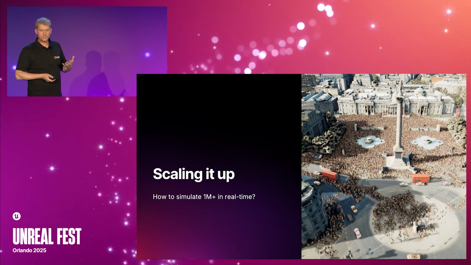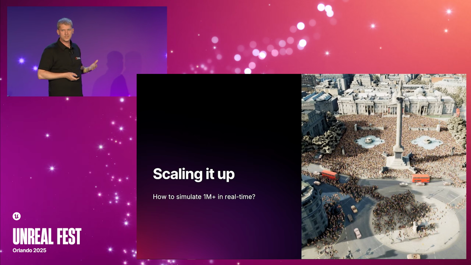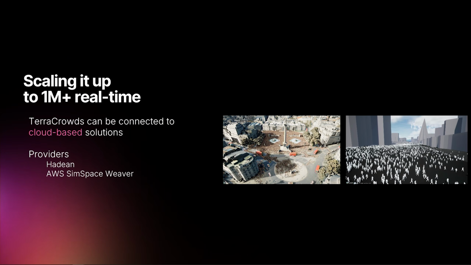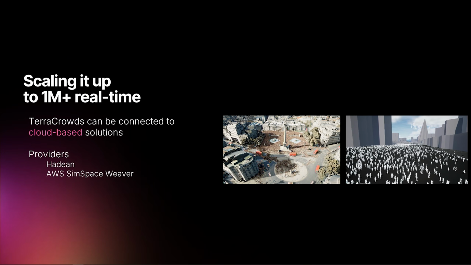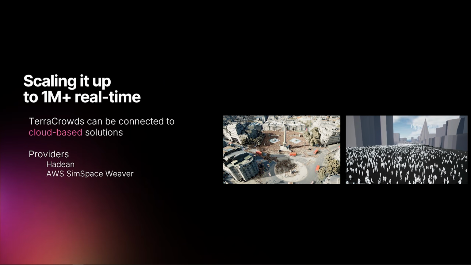So this was the first approach. We could simulate 1 million in real time in a cloud. However, we were only able to visualize like 50K or so back then. But this was already three years ago. We also did another project for AWS. We helped create SimSpace Weaver.